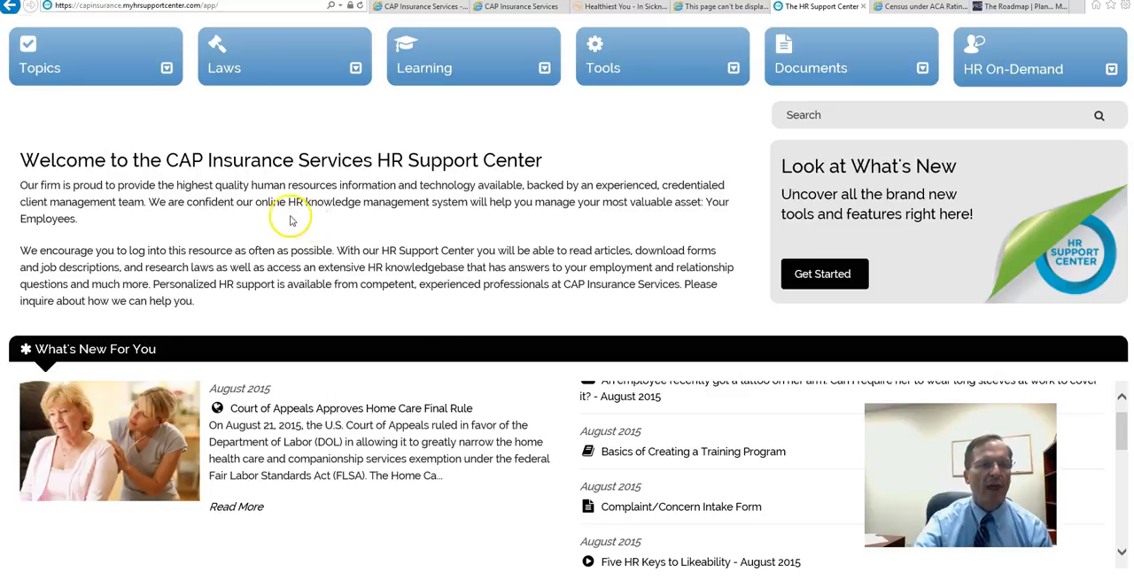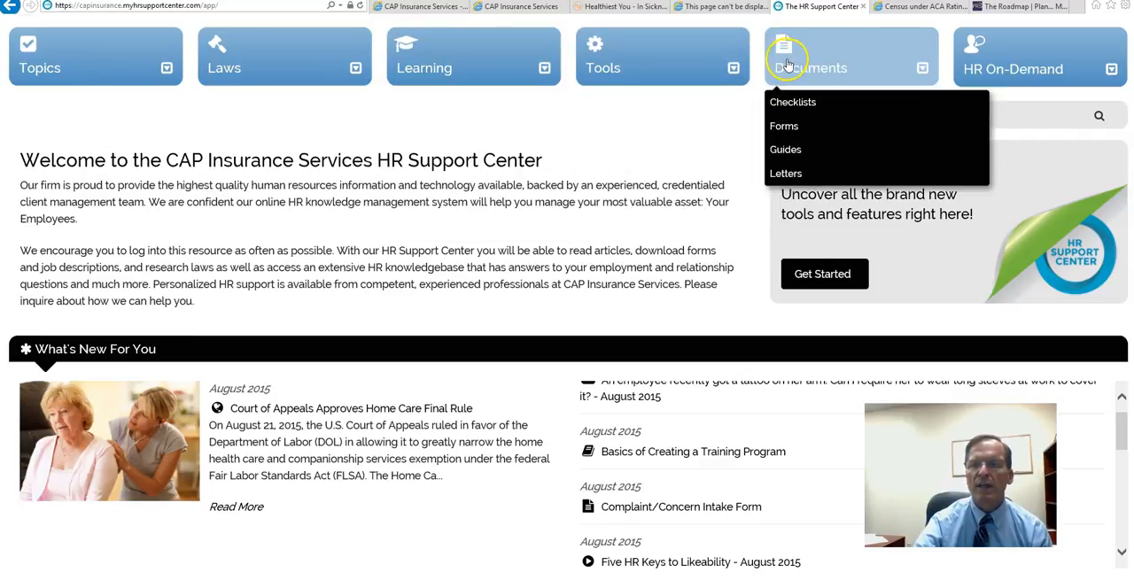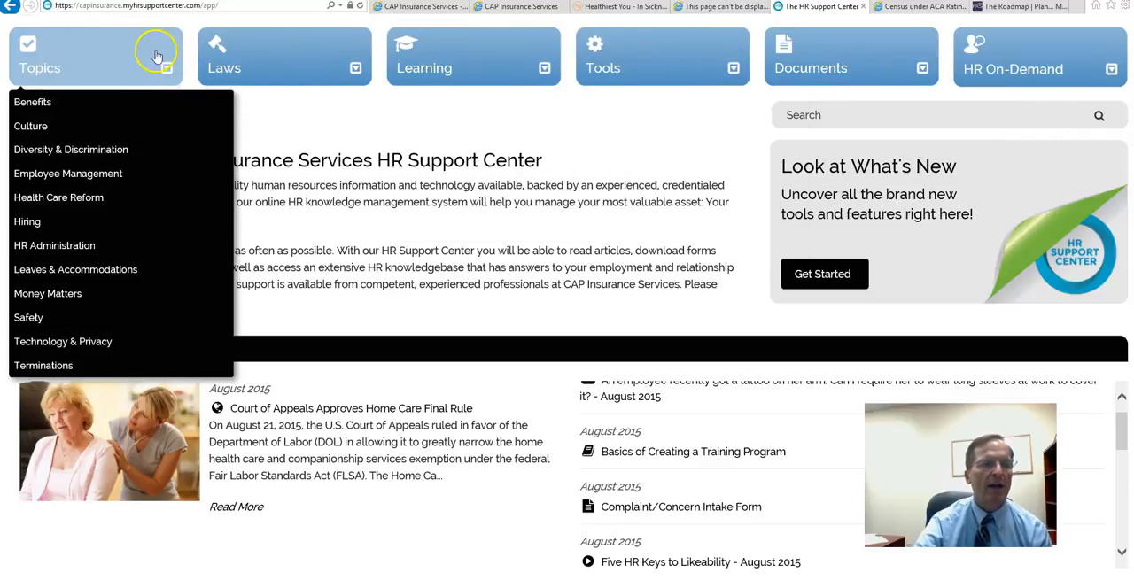The one thing we like about this is that it's divided into several areas: the topics, laws, learning, tools, documents, and then HR on demand. Under the topics, you have topics for benefits, employee benefits, culture, diversity and discrimination, employee management, healthcare reform, hiring, HR administration, leaves and accommodations, money matters, safety, technology, and terminations.